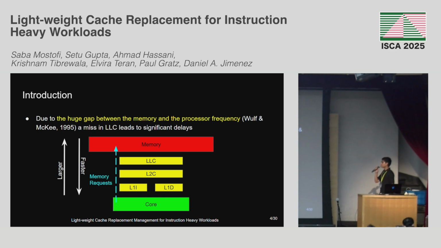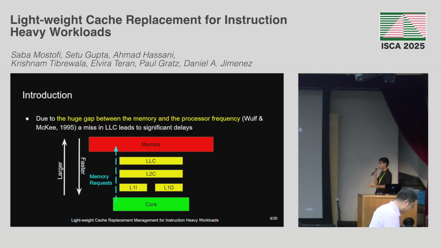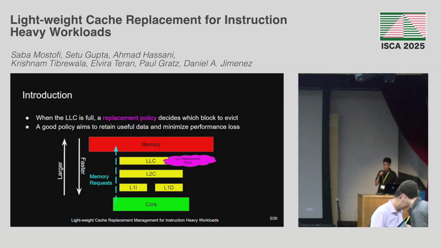Moreover, due to the huge gap between the memory and the processor frequency, as I mentioned before, a miss in the LLC can lead to significant delays. If I miss in the LLC, I have to go all the way to the memory and get the data back, which is a costly affair. So we want to avoid that as much as we can. How can we do that?